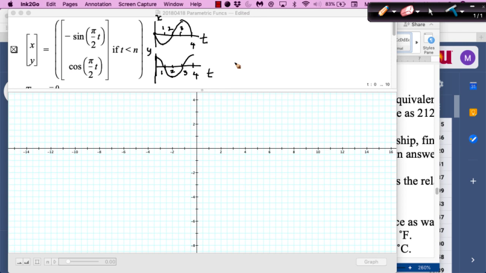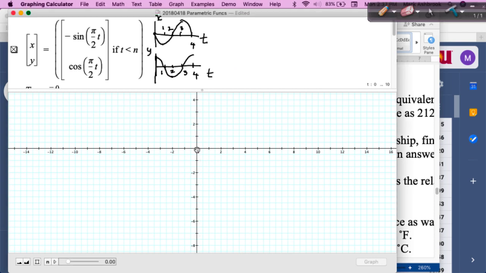So now we're going to think about what happens as t varies. As t varies from, say, 0 to 1, and then 1 to 2, and then 2 to 3, and then 3 to 4, how do x and y each vary? And then we want to think about plotting ordered pairs. So as t varies from 0 to 1, what does x do and what does y do?